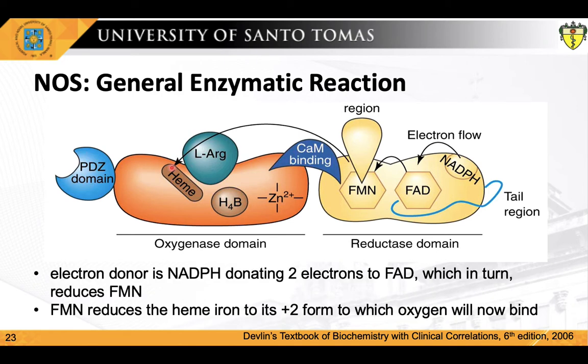With the gate now open between the reductase and oxygenase domains, the electron donor NADPH can now donate 2 electrons to the flavin adenine dinucleotide or FAD moiety, which in turn reduces flavin mononucleotide or FMN. The FMN reduces the heme iron to its ferrous form, to which oxygen can now bind to initiate the monooxygenation processes.